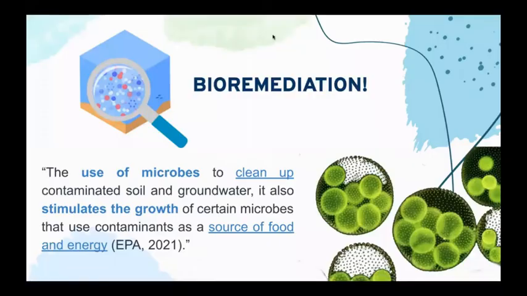The 14th UN Sustainable Development Goal can be solved thanks to genetic engineering because a way of conserving the ocean, seas, and marine resources is via bioremediation, which is the use of microbes to clean up contaminated soil and groundwater. It also stimulates the growth of certain microbes that use contaminants as a source of food and energy. Genetic engineering is used to make microorganisms that can break down pollutants or to boost those types of processes in native organisms with those abilities that help improve bioremediation.